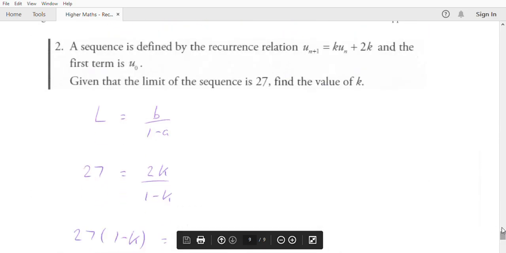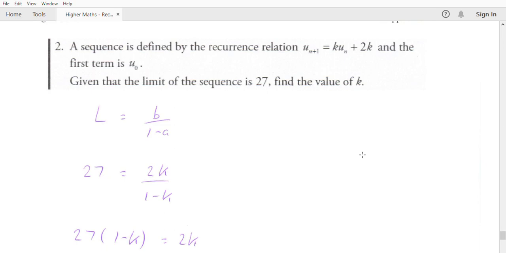So a slightly different limit question. A sequence is defined by this recurrence relation, and the first term is u_0, so we're not even told what the first term is. We don't actually need it to answer the question, but we're told that there is a first term, which is important. Given that the limit is 27, find the value of k.